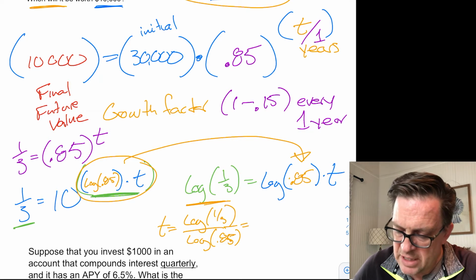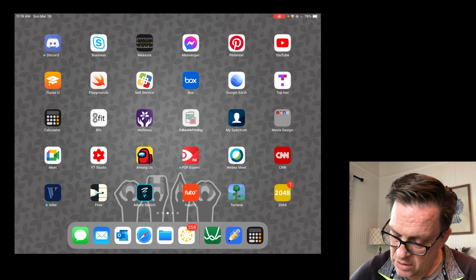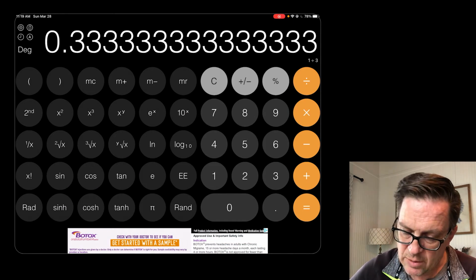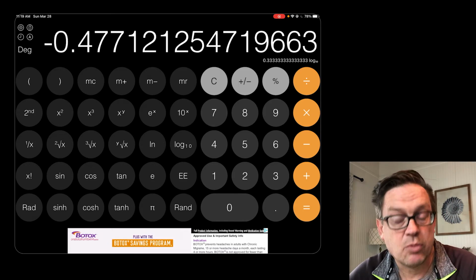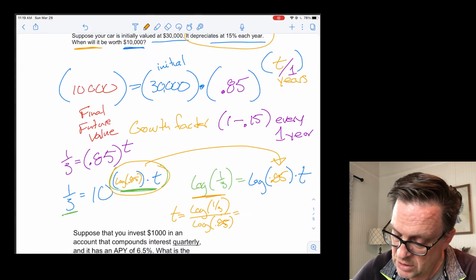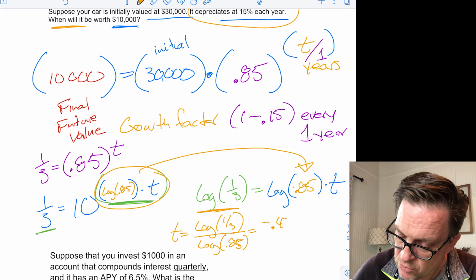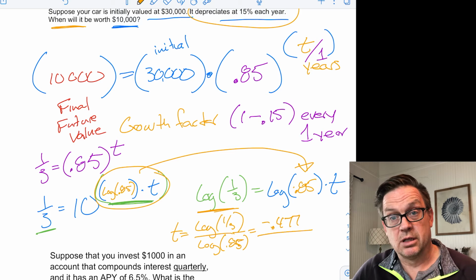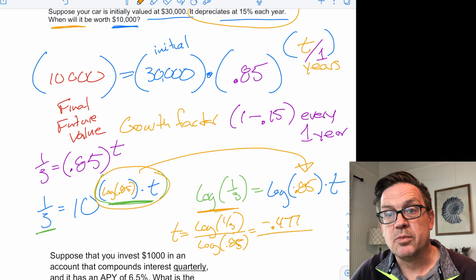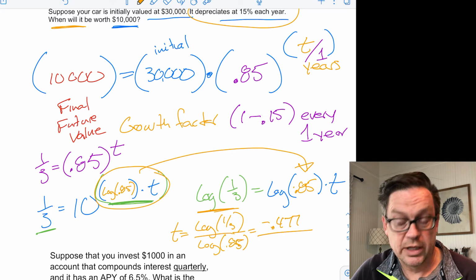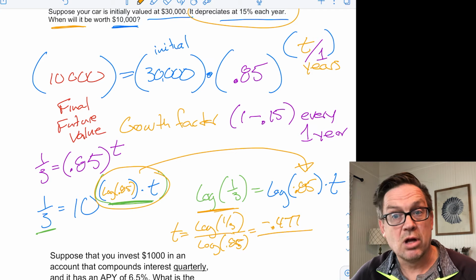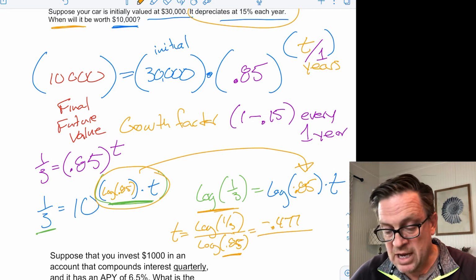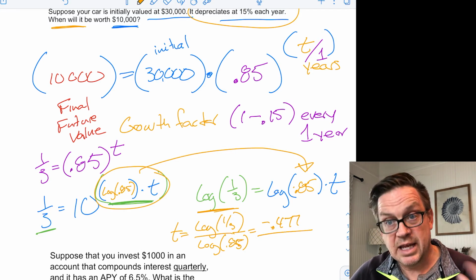And we can solve that on your calculator by saying, what is 1 divided by 3, and I want to take the log of that, and I get negative 0.477. It's negative because you're decreasing. You're going down, your growth factor is less than 1, it's 1/3. So if you're decreasing, your logarithm is going to be negative. And your log of 0.85 is also going to be negative because that's an annual decrease.